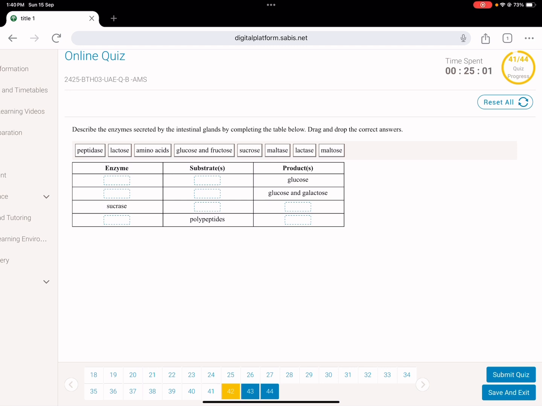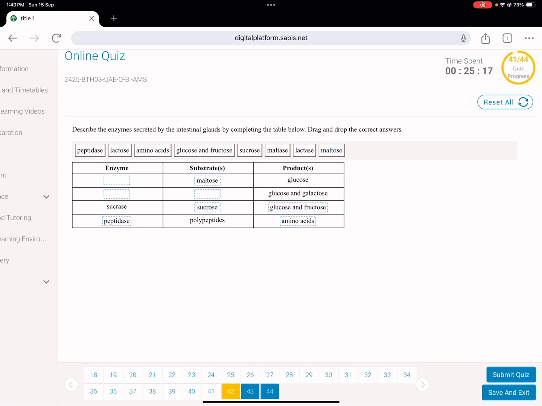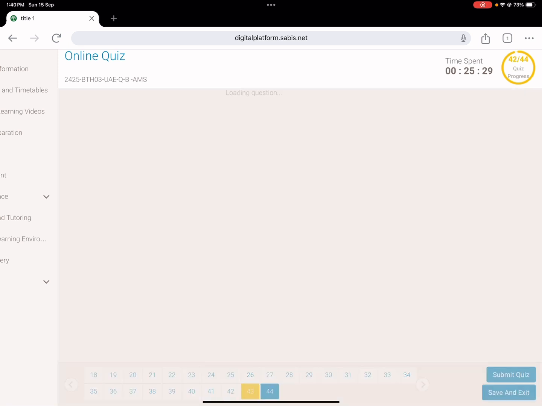Enzymes released by the intestinal gland, of course, what do we have? So sucrase acts on sucrose, which is made up of glucose and fructose. Now we have peptidase, which works on polypeptides and releases amino acids. Now we have maltase, which acts on maltose and releases glucose. And finally, we have lactase, which acts on lactose, which breaks down to glucose and galactose.